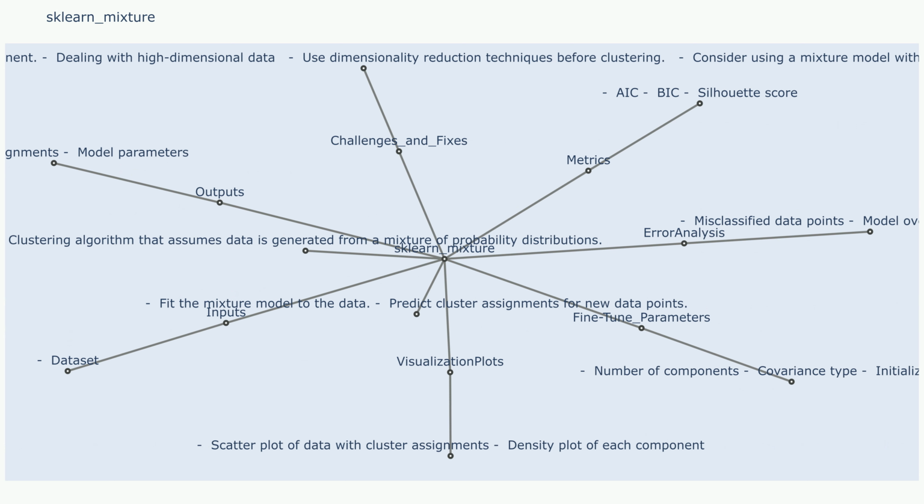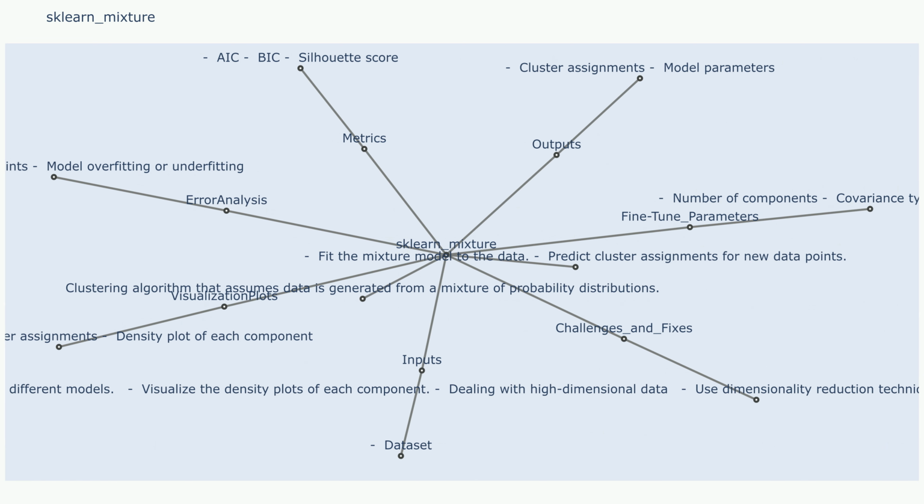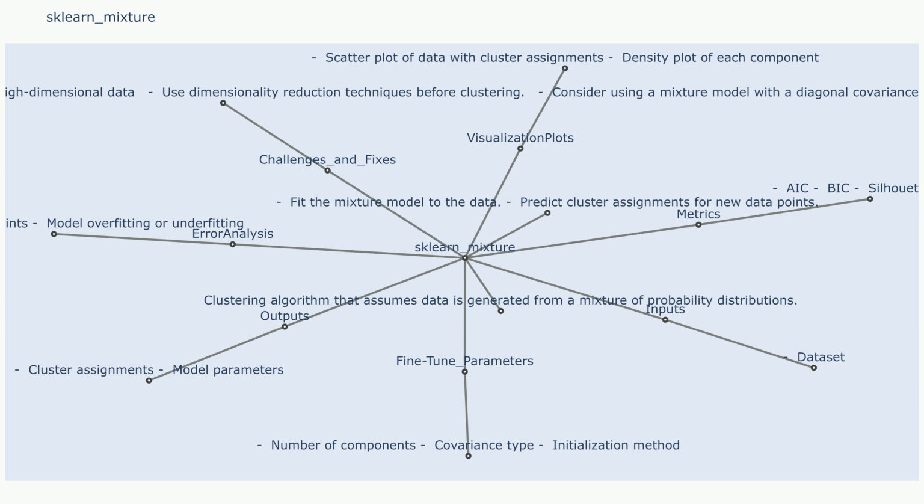Outputs. Output 1. Explain in detail a fitted mixture model object. This object contains information about the estimated parameters of each component distribution. Output 2. Explain in detail a set of cluster assignments for each observation in the dataset. This indicates which component distribution each observation is most likely to have been generated from.